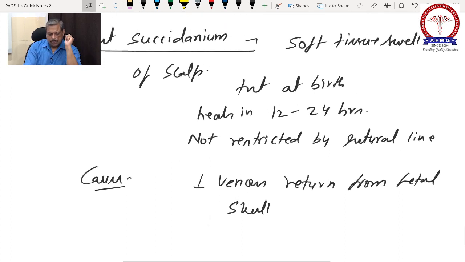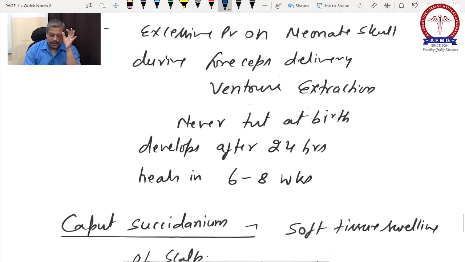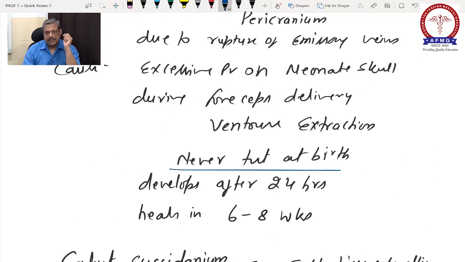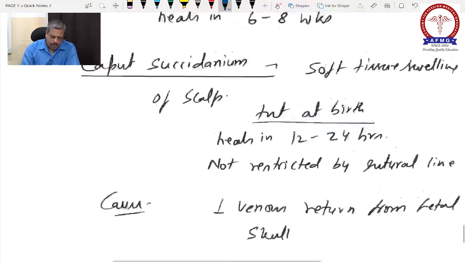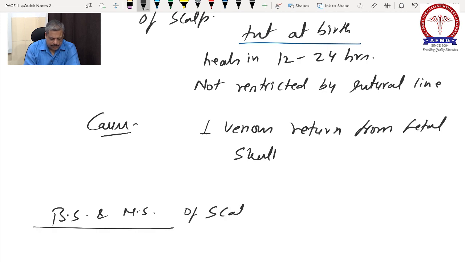succedaneum. So an important point from the exam point of view: caput succedaneum is present at birth, while cephalhematoma is never present at birth. These are very important diagnostic points. Now the next point: what is the blood supply and the nerve supply of the scalp?